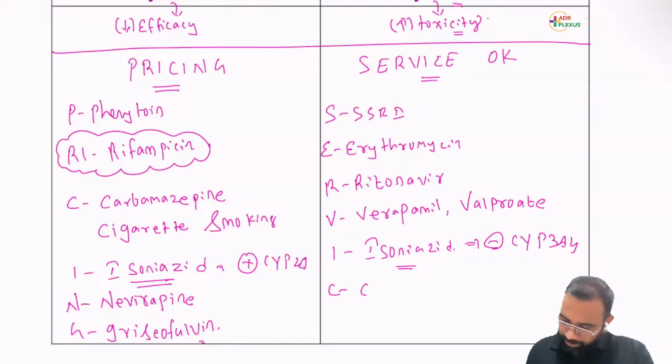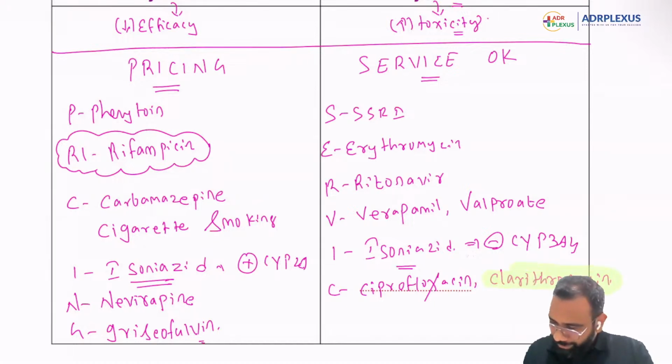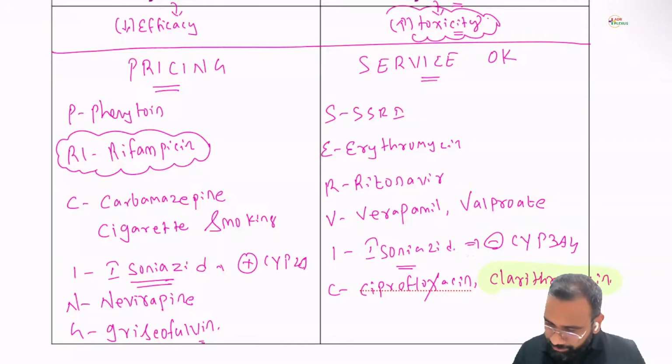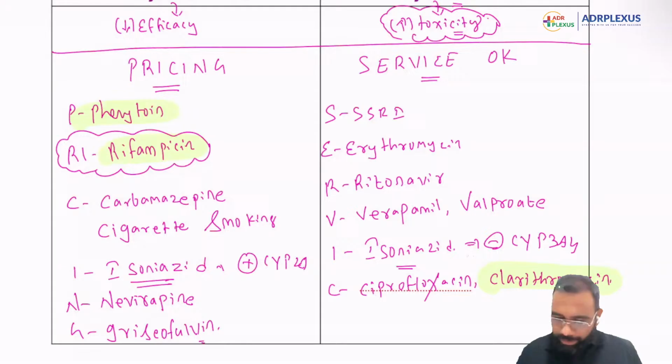Next, C, ciprofloxacin, and one more C, clarithromycin. Multiple times the question was asked about clarithromycin, including the recent INI. So he will combine clarithromycin with some other drug, leading to increased toxicity. So mostly he'll be asking either phenytoin, rifampicin, or clarithromycin. 99% of the time these three drugs he will ask. And then one more E, again erythromycin. For our convenience, we have made this one.